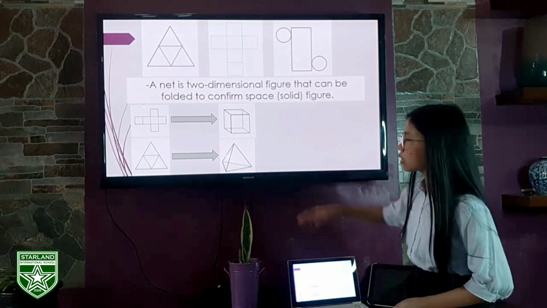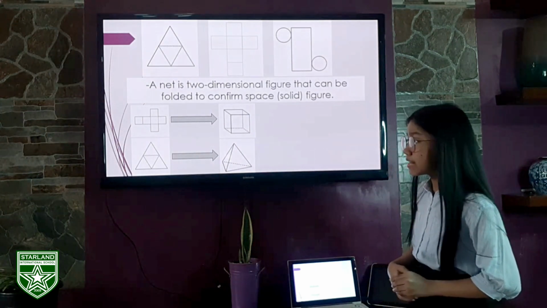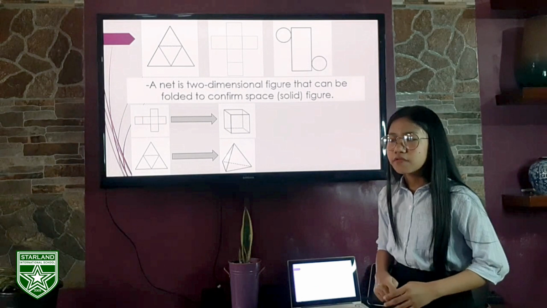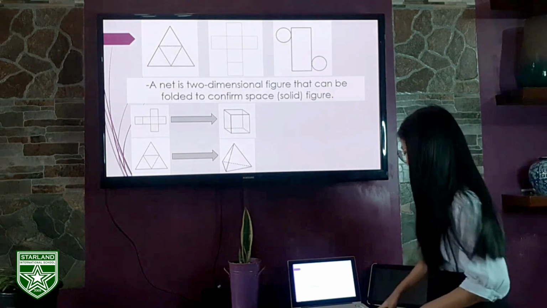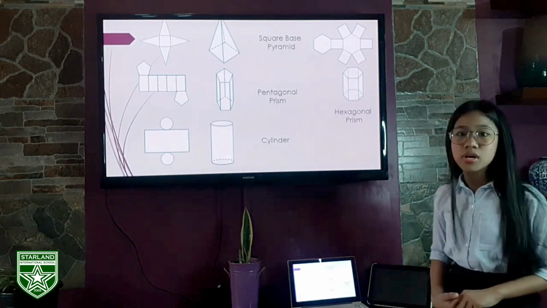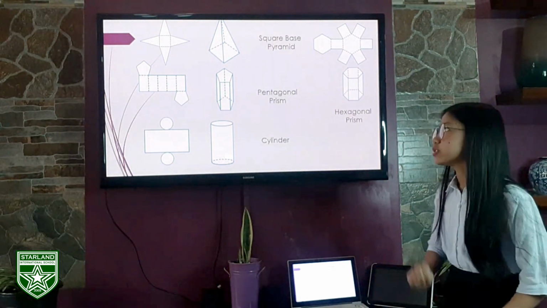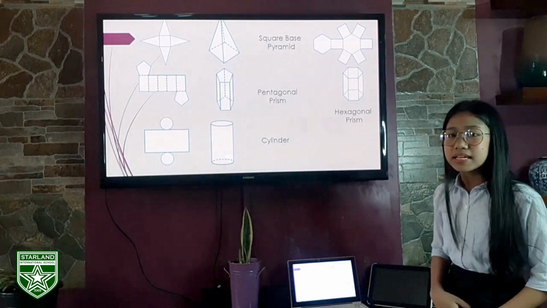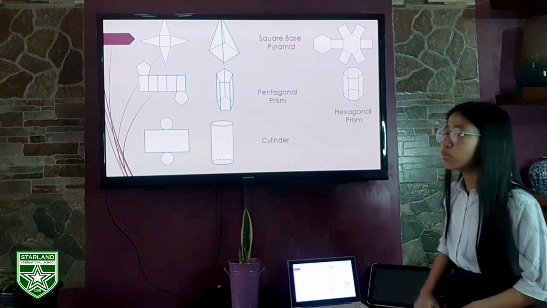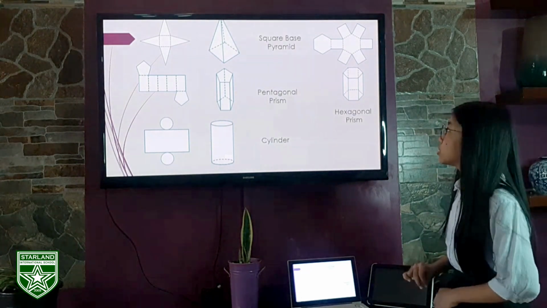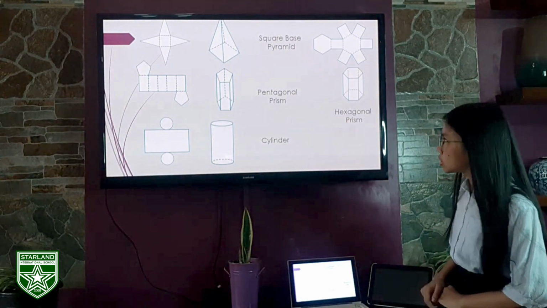Now so as the triangular pyramid. For the triangular pyramid, the net is composed of 4 triangles, representing the 4 triangular faces of the pyramid. Okay. So right here we have more examples of nets. For the square-based pyramid, it has 1 square and 4 triangles. For the pentagonal prism, it has 5 rectangles and 2 pentagons. For the cylinder, we have 1 rectangle and 2 circles. For the hexagonal prism, we have 2 hexagons and 6 rectangles.